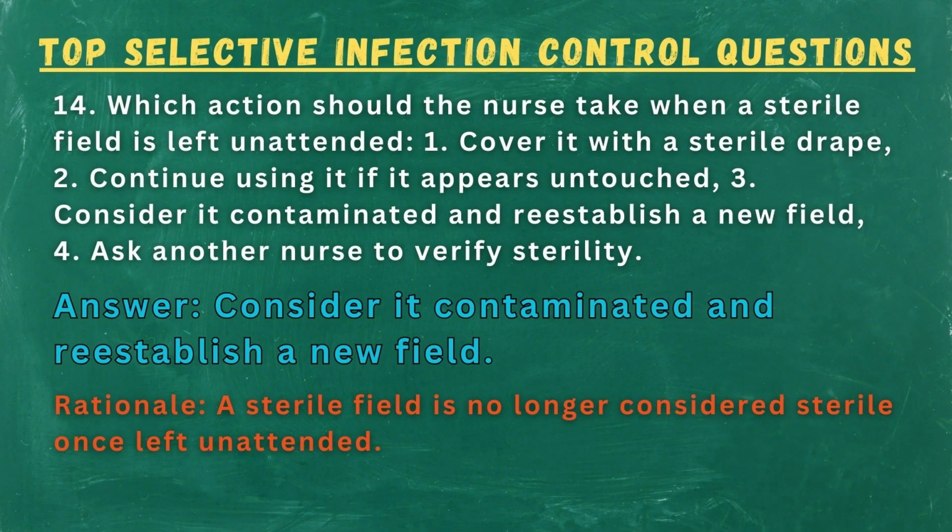14. Which action should the nurse take when a sterile field is left unattended? 1. Cover it with a sterile drape. 2. Continue using it if it appears untouched. 3. Consider it contaminated and reestablish a new field. 4. Ask another nurse to verify sterility. Answer: consider it contaminated and reestablish a new field. Rationale: a sterile field is no longer considered sterile once left unattended.